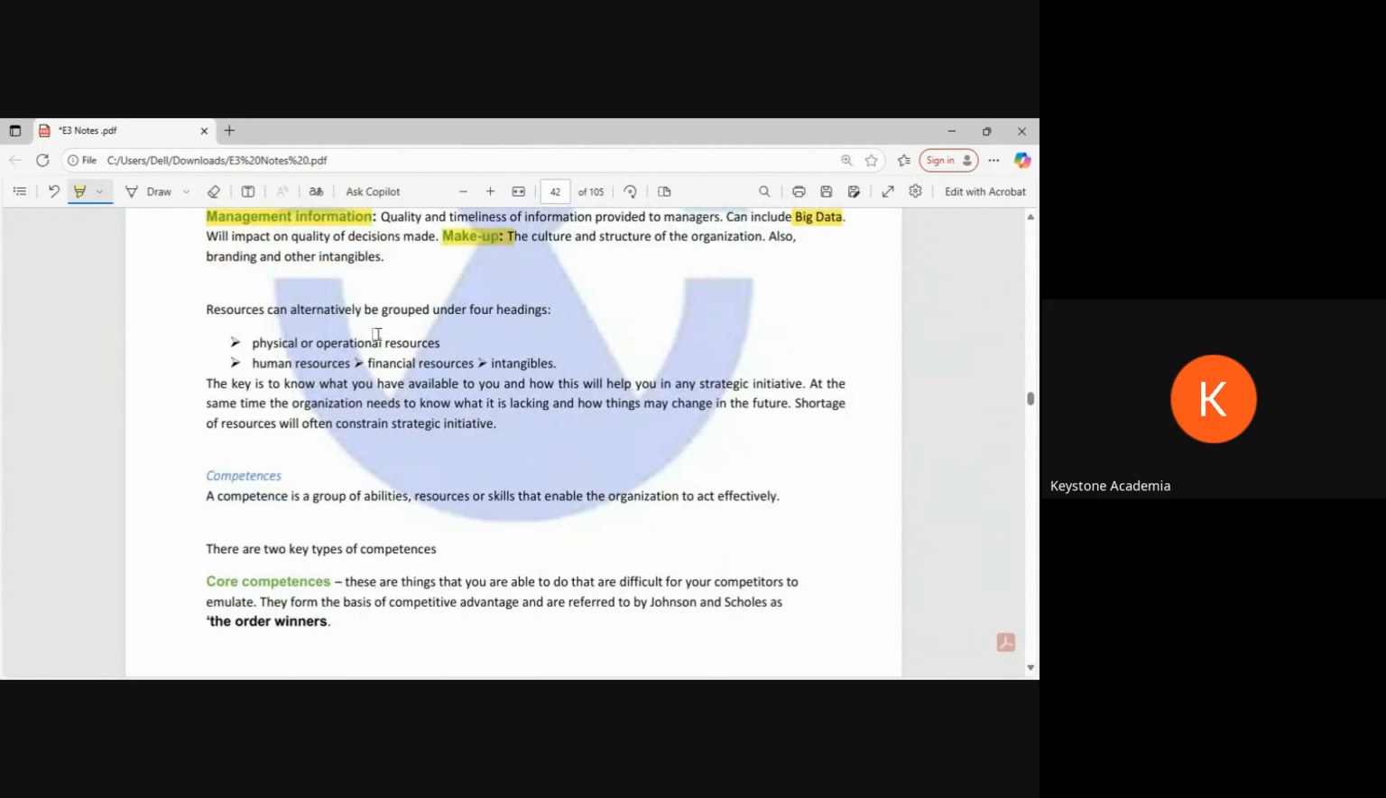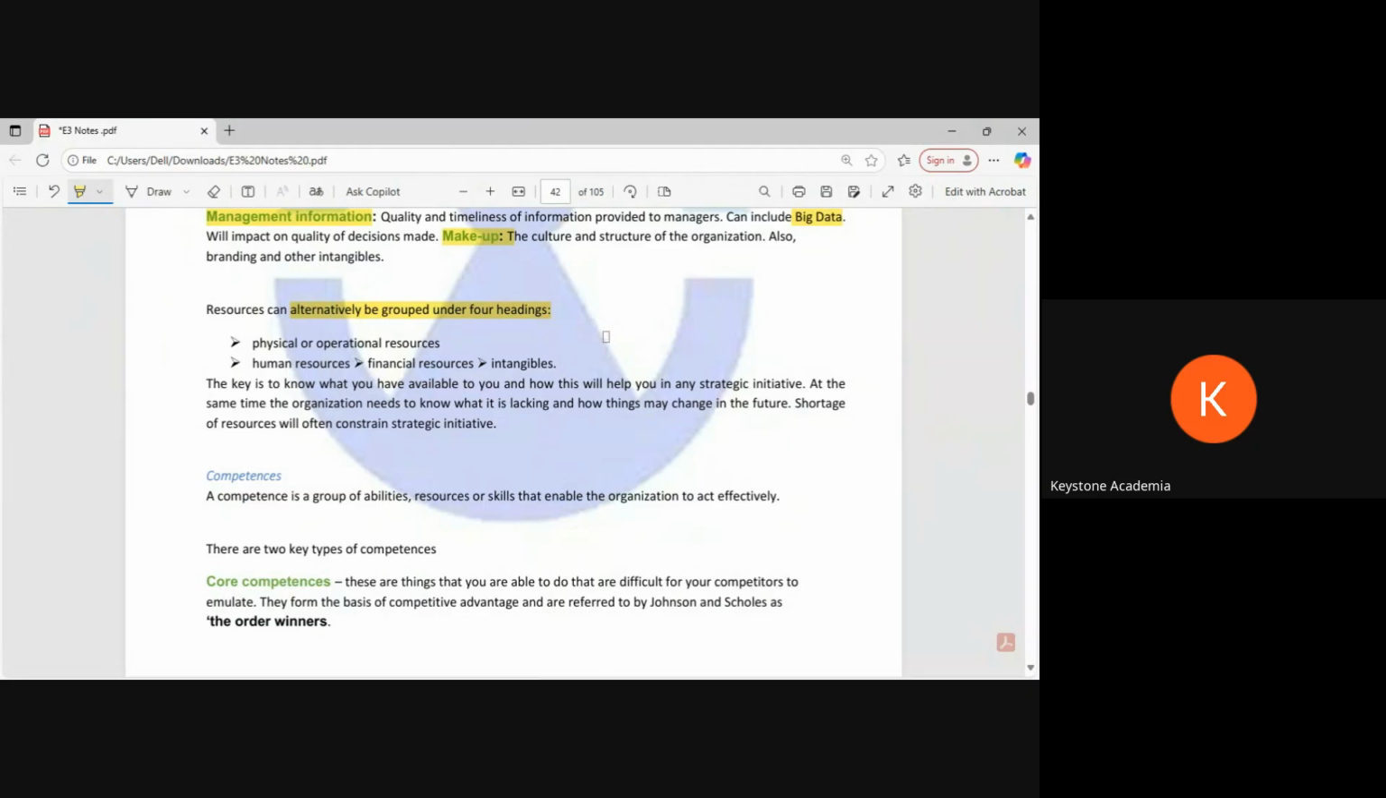Resources can also be alternatively grouped under 4 headings. Another option is physical or operational resources, human resources, financial resources, and intangibles. Again, technically, it doesn't matter how you group them or whether you follow that model or not. It is just about knowing what we have.